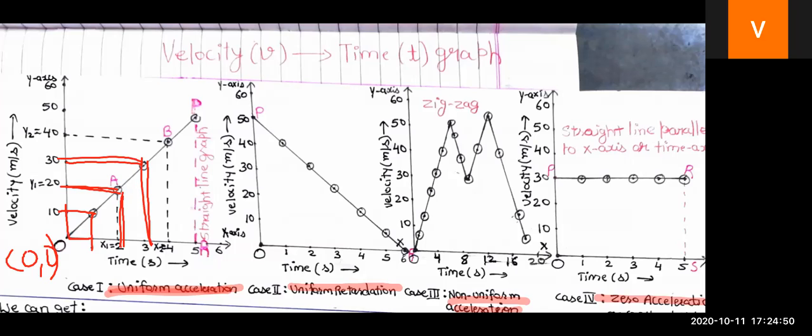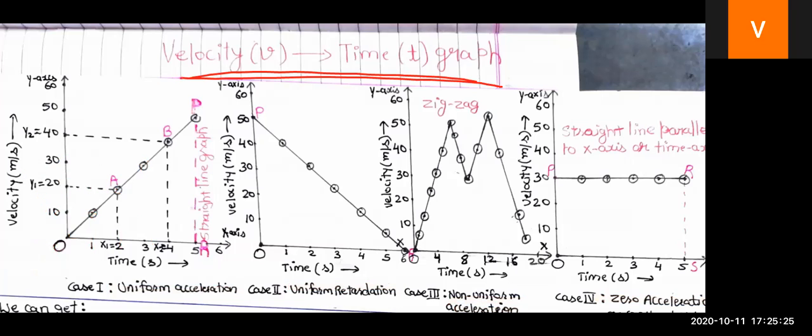So the change in velocity, यहाँ पे कितना change हुआ? 10 meter per second. Here how much is the change? 20 minus 10. Again 10 meter per second. Here in this second, how much is the change? 30 minus 20. Again it is 10 meter per second. So beta, your velocity is constantly increasing by 10 meter per second. As your change in velocity is equal, that is 10 meter per second in every second, this is the graph of uniform acceleration.